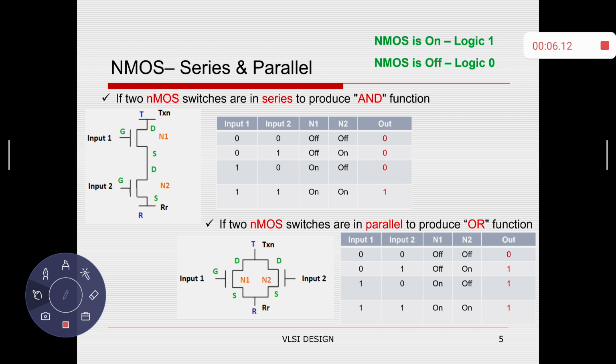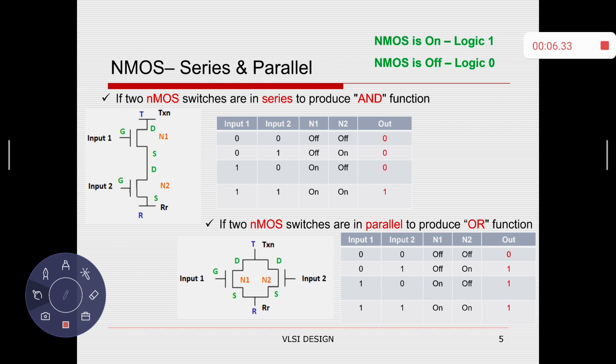The same condition applies for the second and third combination. When both inputs are equal to 1, both N1 and N2 transistors are in the on condition. So whatever information we have connected at the transmitter end will reach the receiver end. So the output is equal to 1. This is the truth table satisfying an AND gate.